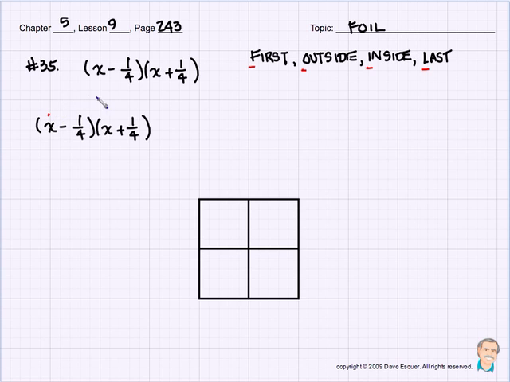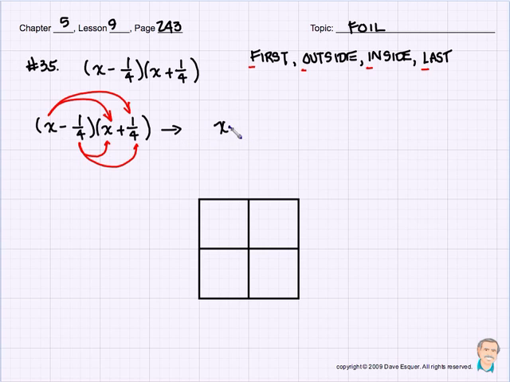We're going to go first. Oops, grab our pencil. First, outside, inside, and our last terms. So the first two terms, the outside terms, the two inside terms, and then the last terms. So let's see what we can do with that. We're just going to follow our arrows.